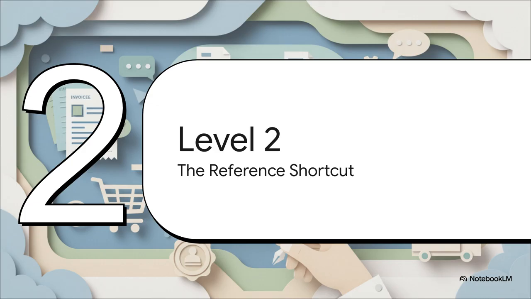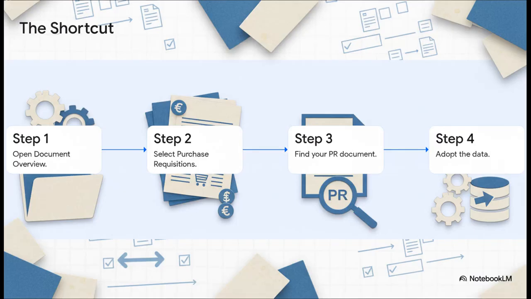But a true hero always looks for a more efficient way. So let's move to Level 2. We're going to learn a pro-level move, creating a PO by referencing a document that already exists. This is how the experts get it done fast. This technique is an absolute game changer.